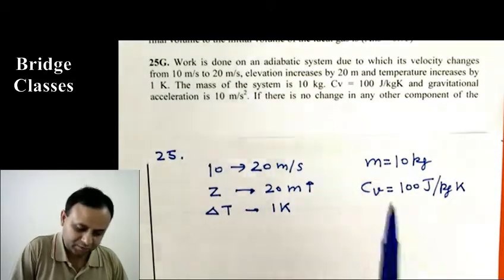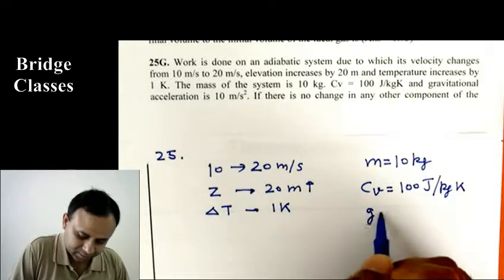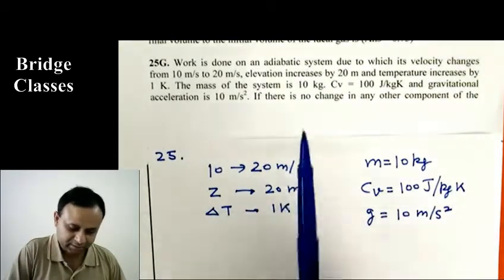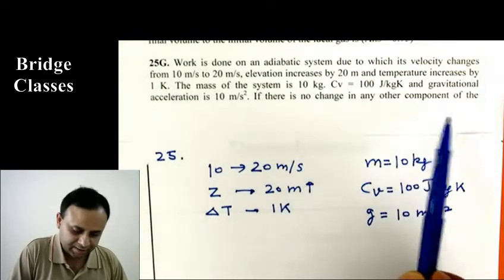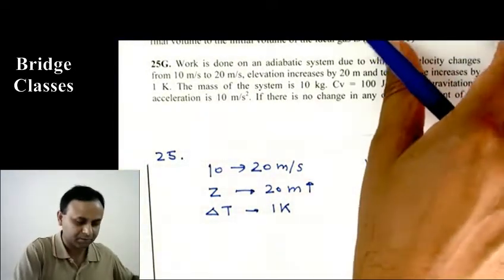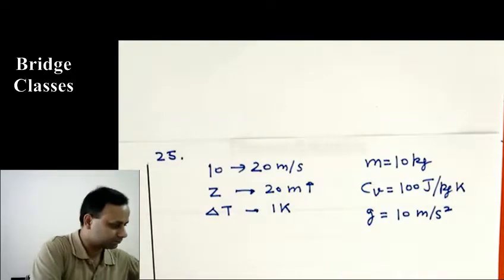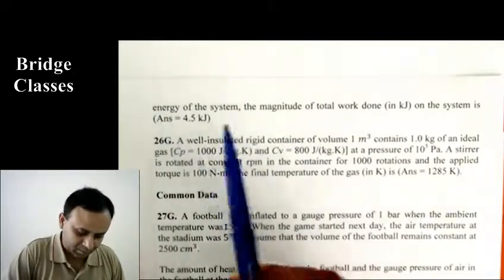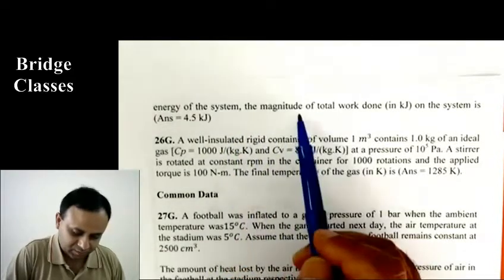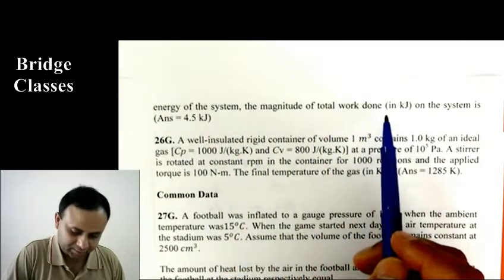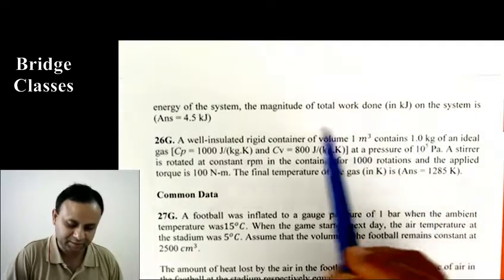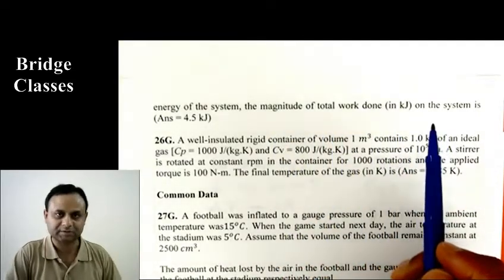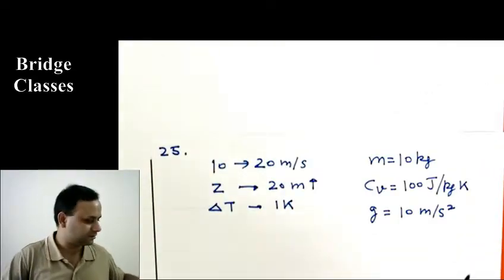And the value of g, gravitational acceleration, is given as 10 meter per second square. It says if there is no change in any other component of the energy of the system, the magnitude of total work done in kilojoule on the system is. So we have to determine work done in kilojoule on the system. Okay, so again, this is just first law.